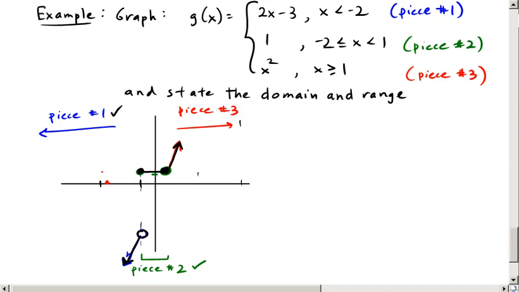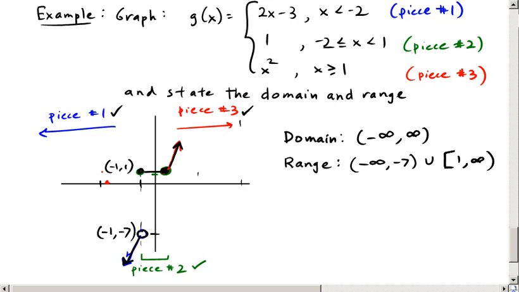Finally, we're asked to state the domain and range. I've labeled a couple of locations on the coordinate plane to help you understand how to get the range, which is definitely the trickier of the two. The only y values that are covered are everything negative up to negative 7, but not including, and then from 1 to positive infinity going the other way.